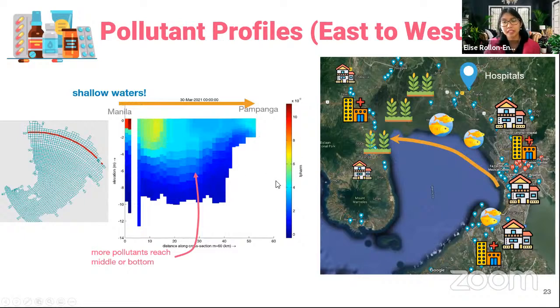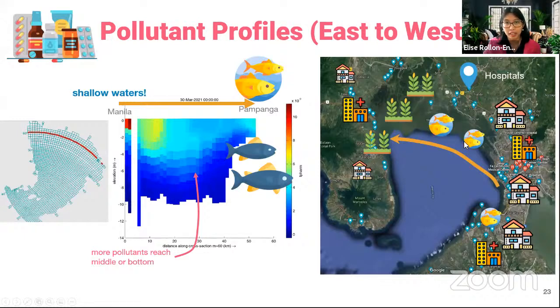So the problem with this is the fishes and aquaculture areas are mostly here in the shallow areas. So they may be the ones greatly affected by the high pollutant concentration.